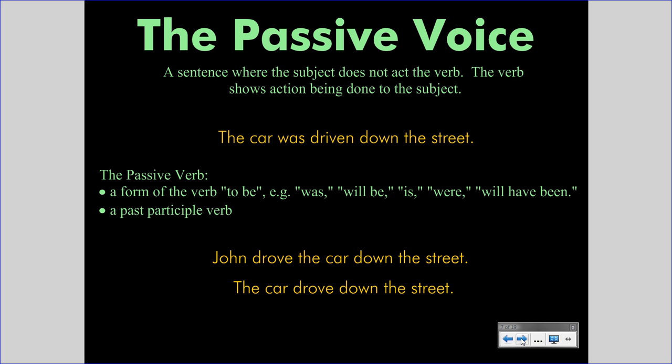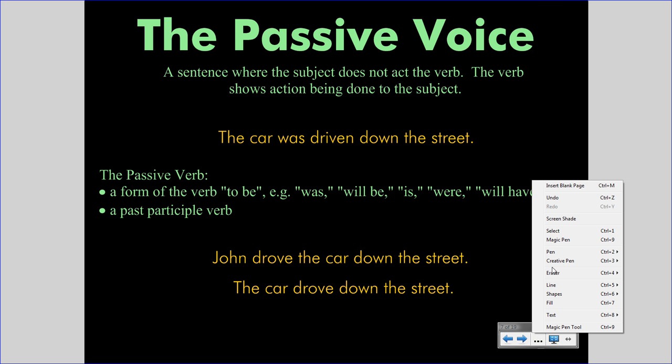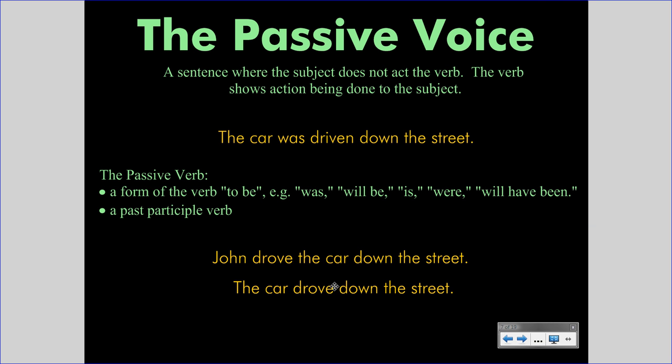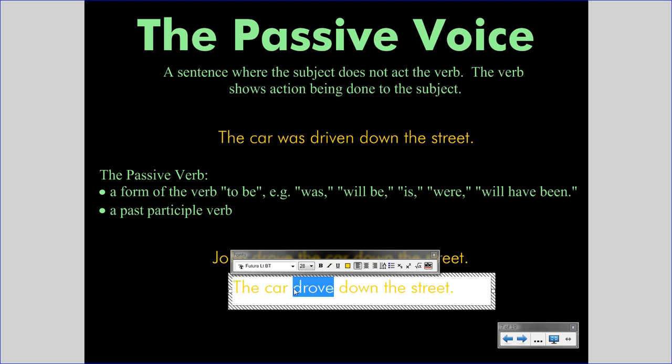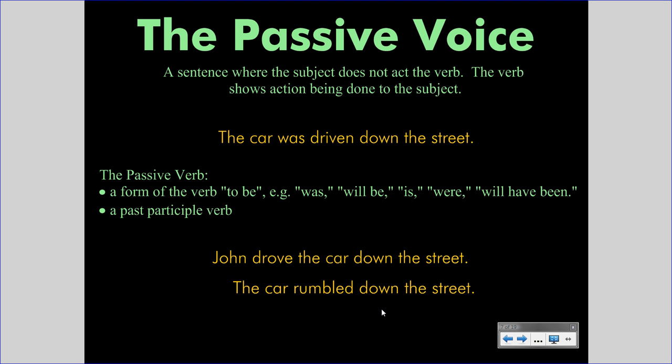The car drove down the street is another option, although I'm not quite sure that this is the best option because, of course, cars can't drive themselves. So let's change this to a better verb. That looks a little nicer. The car rumbled down the street. Now we have a nice active verb, rumbled. The car is doing it, so once again, this is written in the active voice. This is not the passive voice.